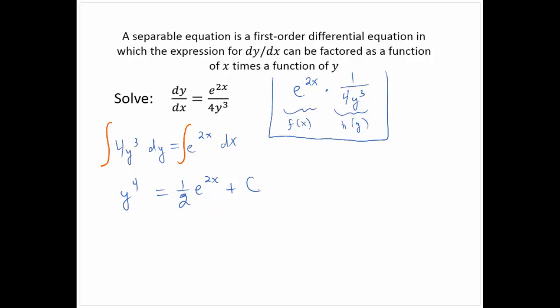But now, we usually want to solve for the y variable if possible. And in this case, we can solve for the y variable. So we could write that a solution of this is y is equal to the 4th root of 1/2 e to the 2x plus the constant. And notice that that constant is under the root.